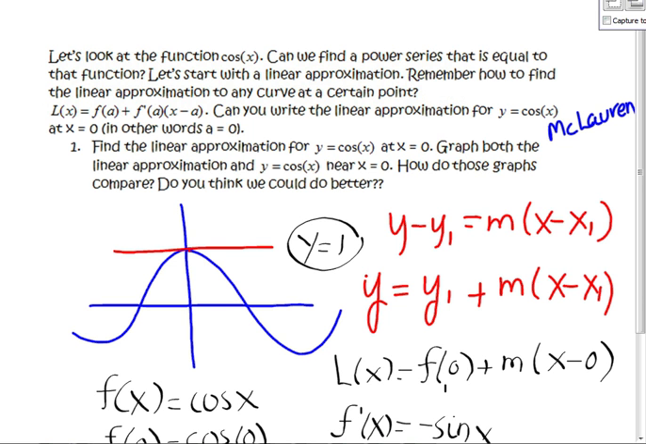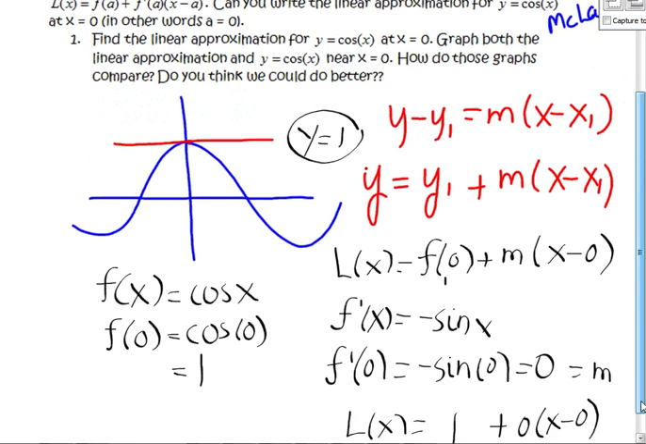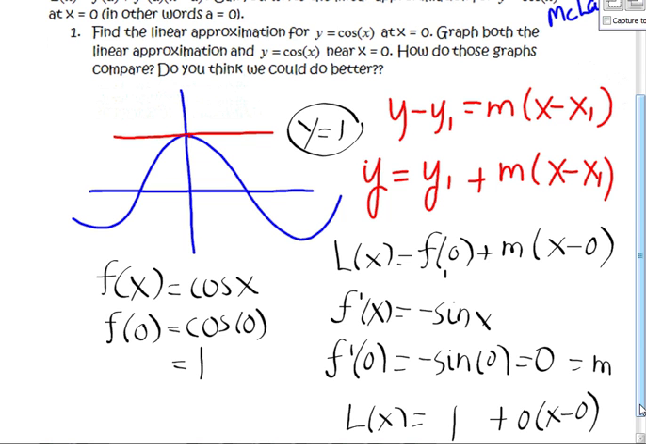Do you think we could do better? What if you did a quadratic? Okay, I'm going to try and do this with my highlighter. What if I did a quadratic approximation? Well, it's pretty good. It fails over here.